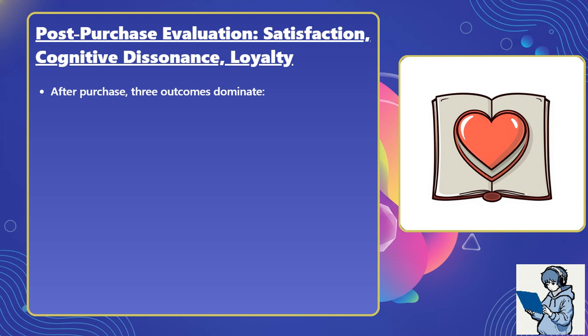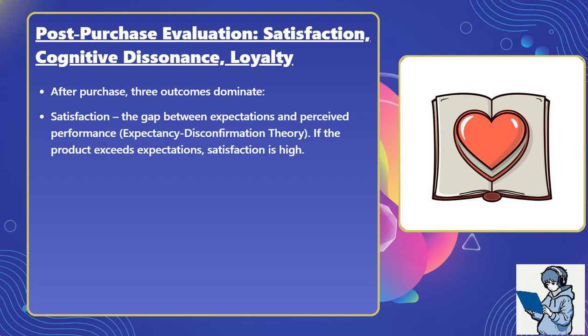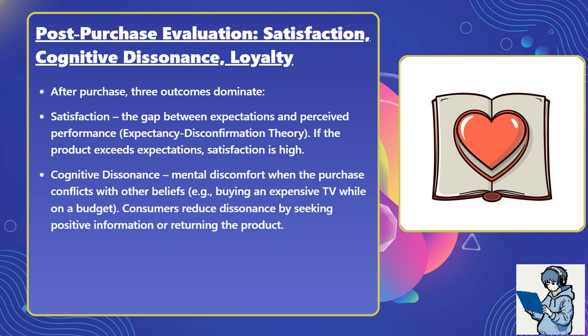After purchase, 3 outcomes dominate. Satisfaction: the gap between expectations and perceived performance. Expectancy disconfirmation theory: if the product exceeds expectations, satisfaction is high. Cognitive dissonance: mental discomfort when the purchase conflicts with other beliefs, for example buying an expensive TV while on a budget. Consumers reduce dissonance by seeking positive information or returning the product.